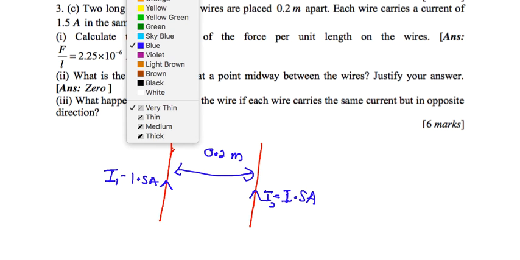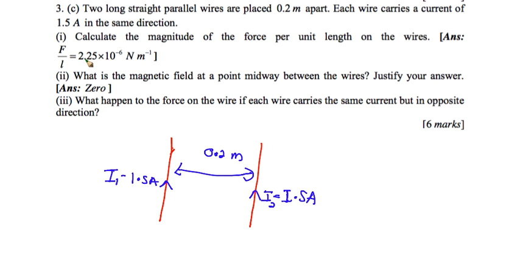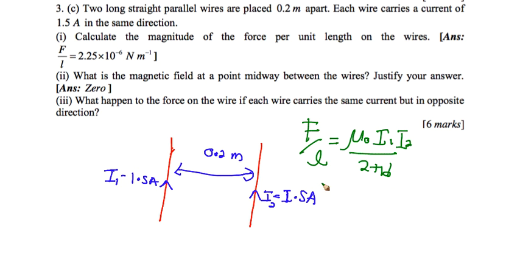Now, calculate number 1: calculate the magnitude of the force per unit length of the wire. So the force per unit length, according to the equation, is given by mu naught I1 I2 over 2 pi d. So we need the force per unit length.